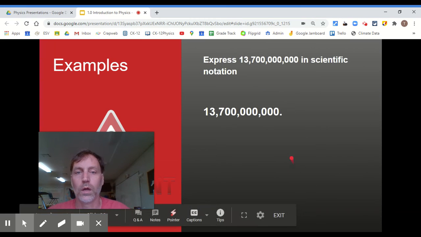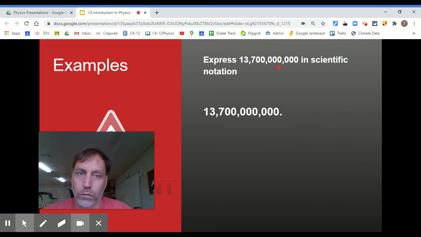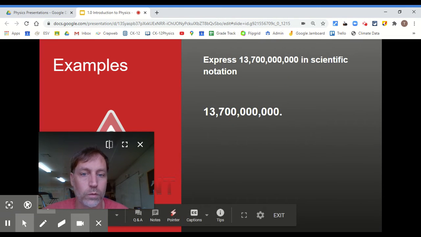All right, so we can work on something here. Let's try this one here. Let's express 13,700,000,000 in scientific notation. So our first thing we would do.